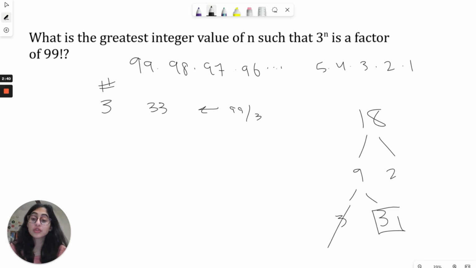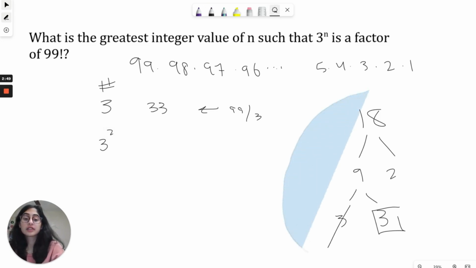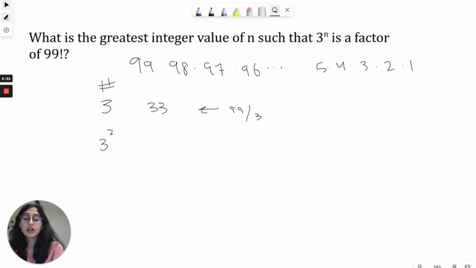So we also have to find how many values of 3 squared, how many values of 9, are there from 1 to 99? And this is the same sort of process. We're going to do 99 divided by 9, because every 9th number is going to be a multiple of 9, to get that there are 11 numbers in which 3 squared is a factor, because we have to count those again.